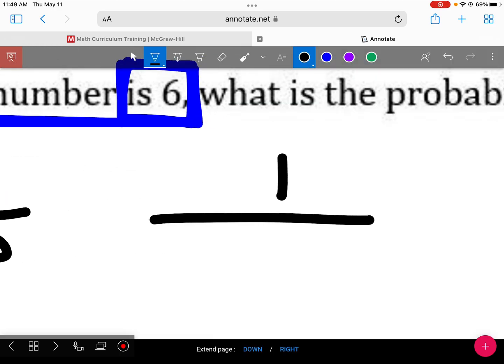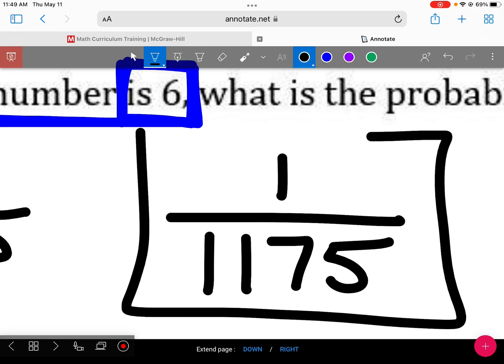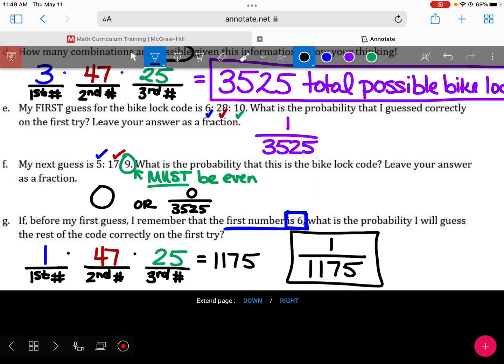1 out of 1,175. Why is the first number 1 and not 6? If I tell you the first number is 6, how many options are there for that? How many choices are there? 1. We're writing down how many options there are, how many choices. I only have one possible number. It happens to be the number 6, but it's only one choice for that first digit. Does that make sense? Yes, ma'am. What else did you guys want to see?